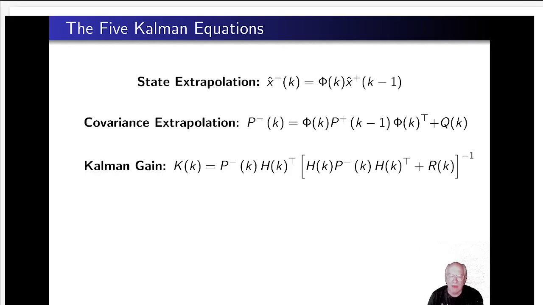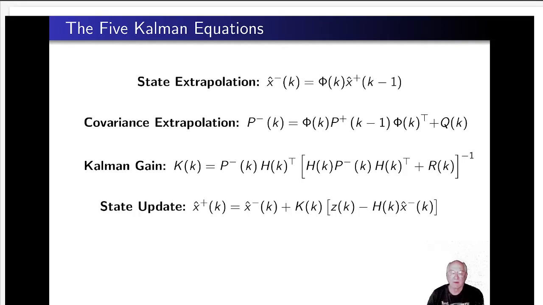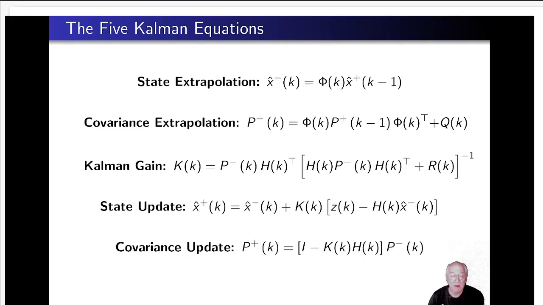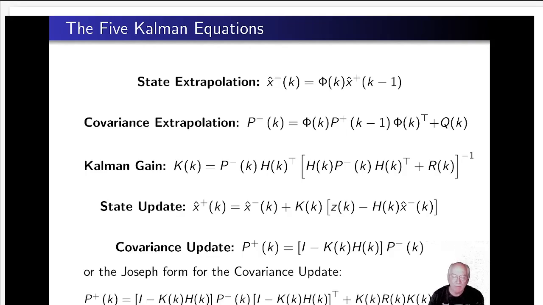Then we compute the Kalman gain. Now that we have P minus, we can use R and H and P minus to compute the Kalman gain, as we were just considering. And then we can use that to update the state with the state update equation. And finally, we can update the covariance with its update equation, or its Joseph form, as I mentioned. And then the whole thing starts over again. We go back, we change k, and we go back to the top and do state extrapolation, covariance extrapolation, Kalman gain, state update, covariance update. And that's how the Kalman cycle works.